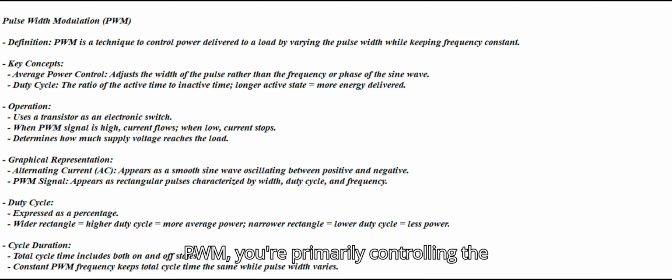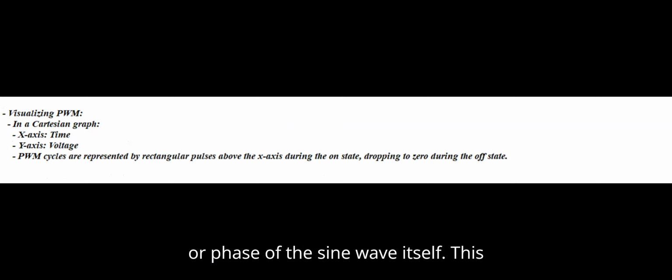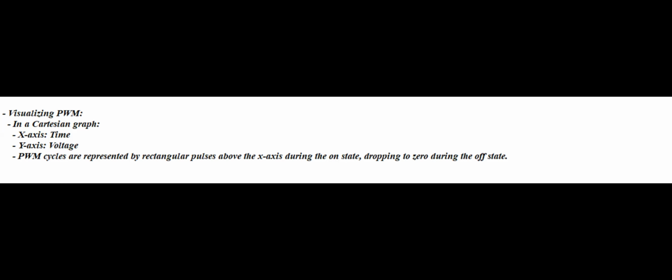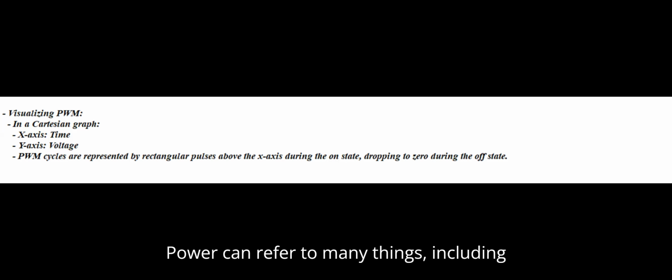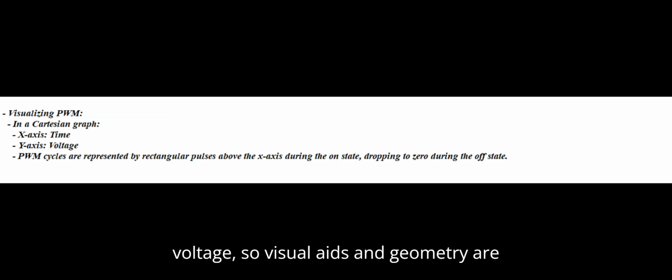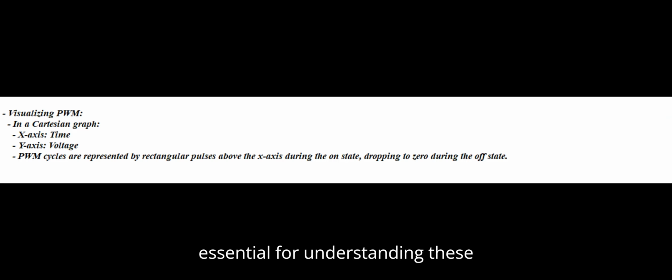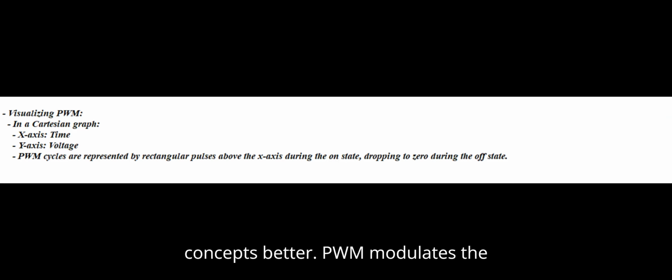In PWM, you're primarily controlling the average power delivered to a load by adjusting the width of the pulse, rather than directly manipulating the frequency or phase of the sine wave itself. This can be confusing, which is why it's important to define these terms clearly. Power can refer to many things, including voltage, so visual aids and geometry are essential for understanding these concepts better. PWM modulates the duty cycle of the signal, which refers to the alternation between inactive and active voltage states.